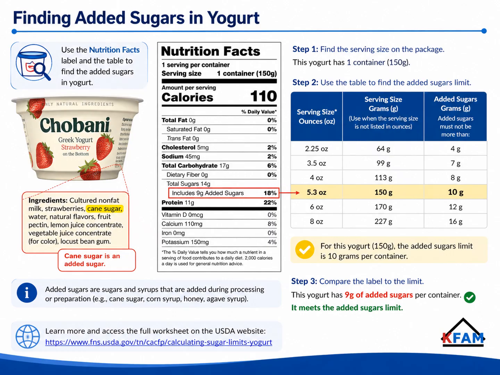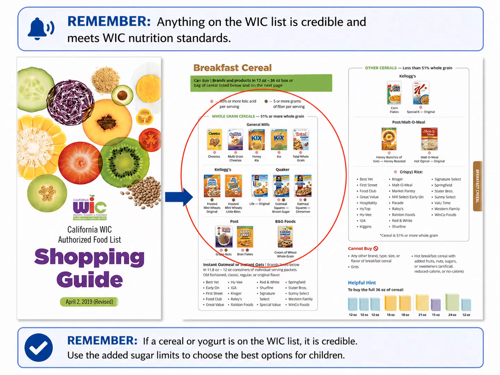Added sugars are sugars and syrups added during processing or preparation, such as cane sugar, corn syrup, honey, or agave syrup. Using the nutrition facts label and USDA worksheets can help providers identify yogurt products that meet CCFP standards and support healthier meal options. This slide highlights an important reminder about the WIC-approved food list.